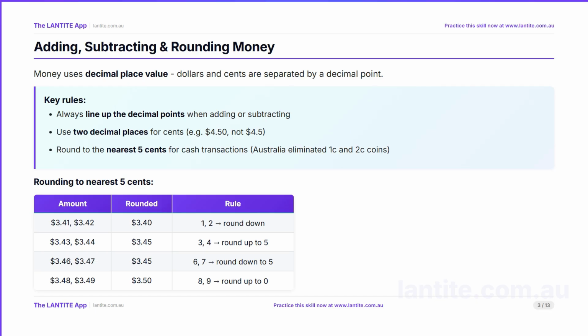Money works with decimal place value. Dollars are the whole number and cents are the decimal part. When adding or subtracting money, always line up the decimal points and use 2 decimal places.